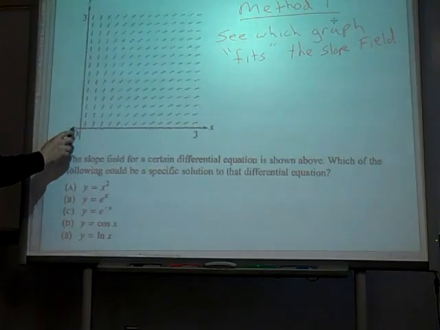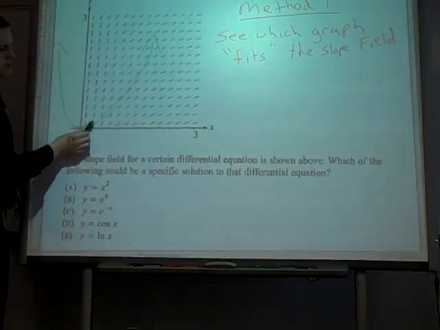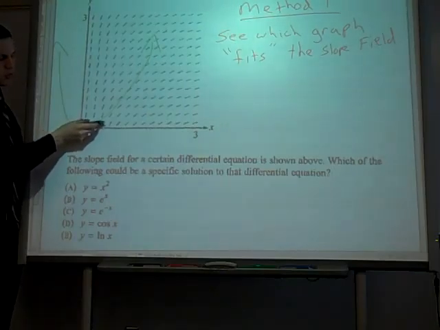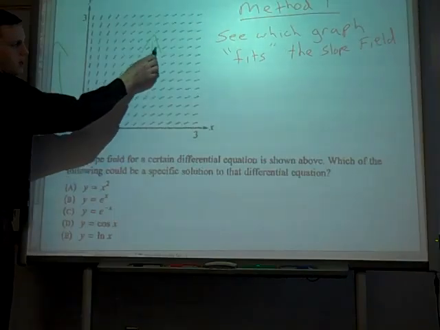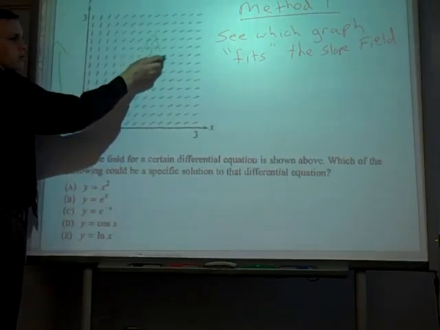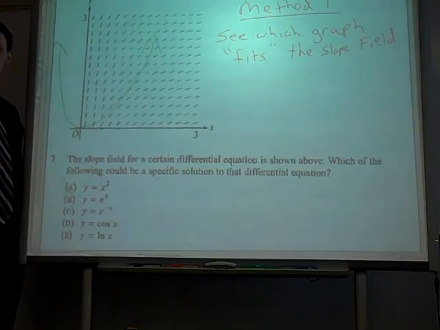So A is y equals x squared. So that looks like a parabola. And we can see that close to 0, my slope should be horizontal, which is not the case. The slopes are vertical. And up here, the slopes are closer to being vertical, whereas they should be getting more horizontal. So A does not work.